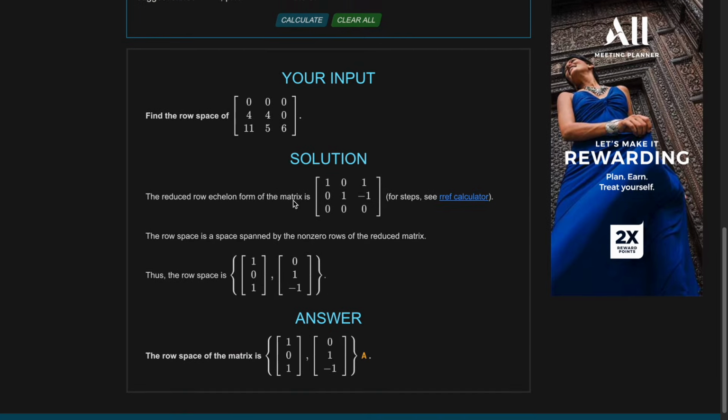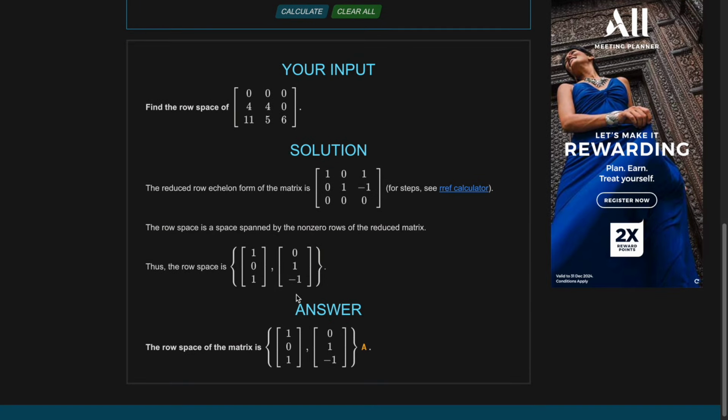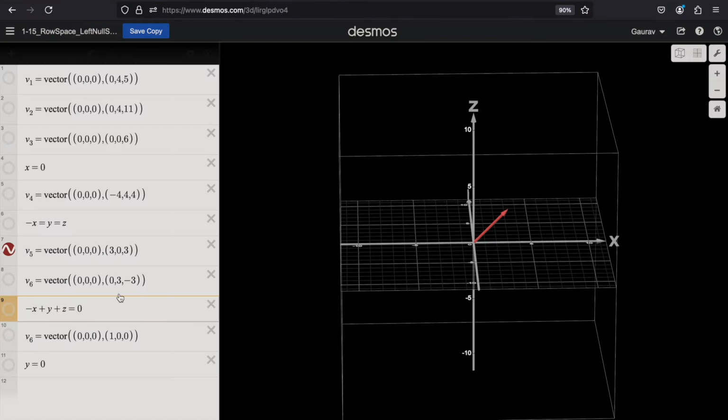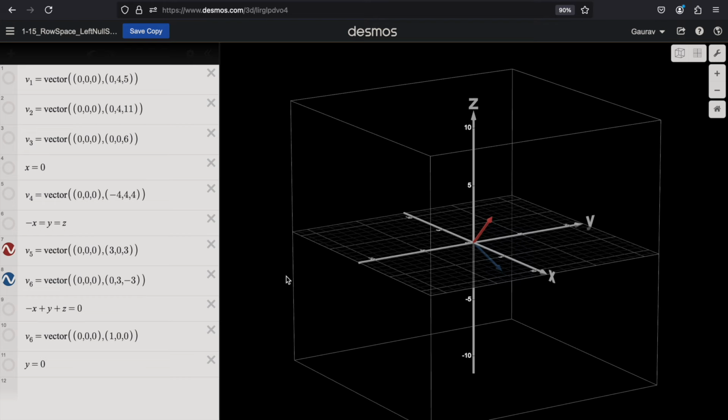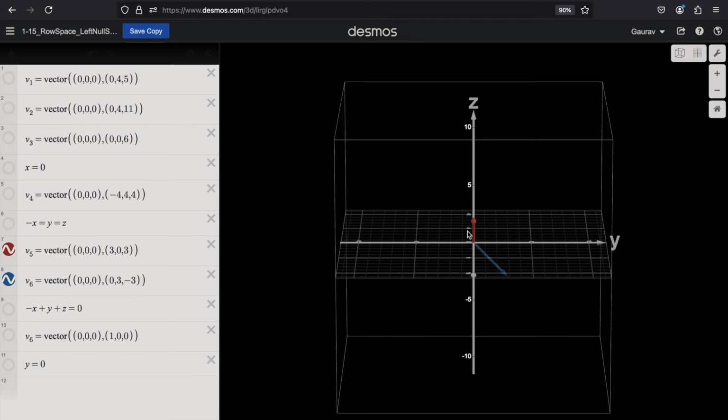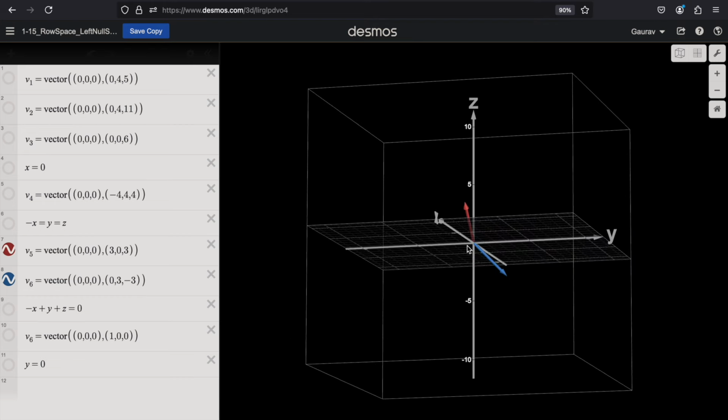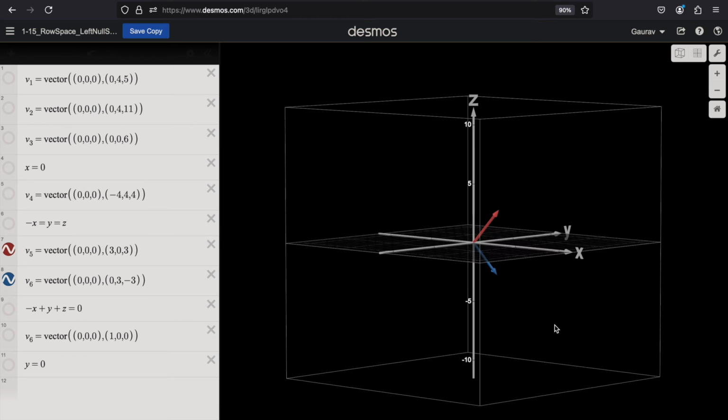Similarly, the second vector lying in this row space is 0, 1, minus 1. I scaled it 3 times and it becomes 0, 3, minus 3. I plotted that as well. All right, so these are the two vectors you can see. This is the first vector, and this blue one is the second vector. These two vectors belong to the row space.